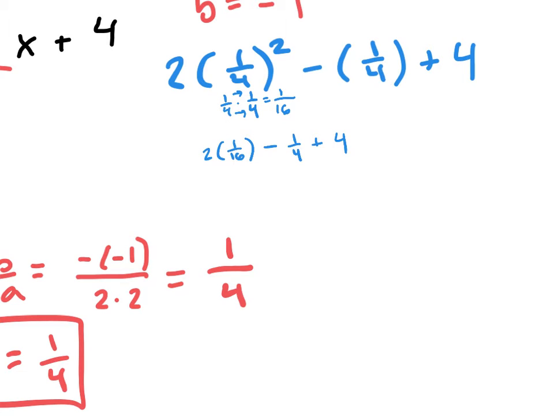If you got this far, good job. But we still need to keep going. So what do we do next? Correct. So 2 times 1 over 16. So we have 2 over 16. Can we simplify 2 over 16? Yeah. What does it simplify to? 1/8. Awesome. We're dividing the top and the bottom by 2. So we have 1/8 minus 1/4 plus 4.